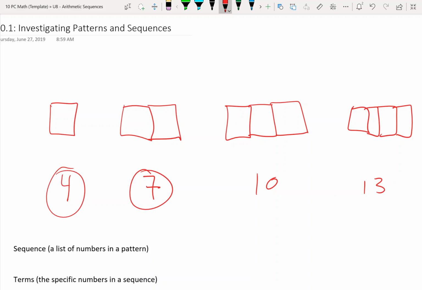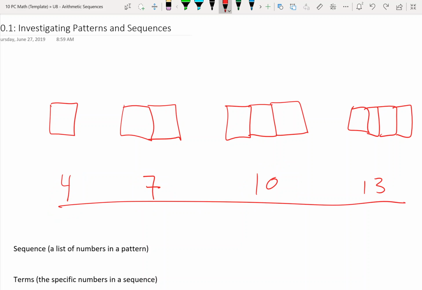These numbers are happening in a pattern, and this pattern, this list of numbers that create a pattern, is called a sequence. Okay, a list of numbers is a pattern. It's not weird. Terms is what we call each of these numbers that are in the list. So that's a term within this entire sequence.